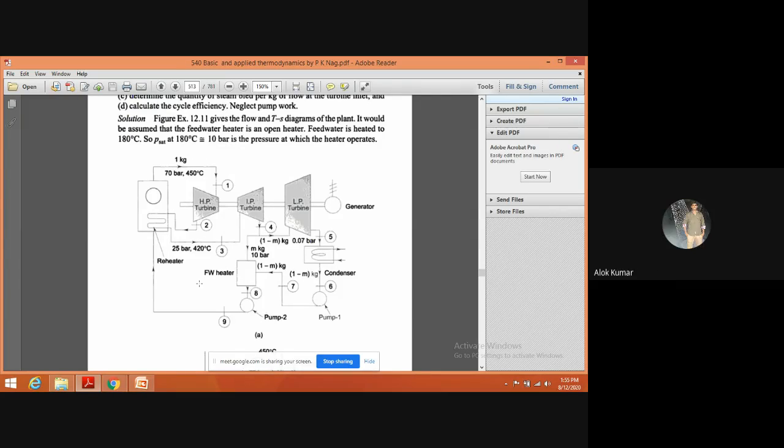Sir, is coupled cycle cogeneration? No. Cogeneration I have not discussed. Just forget about cogeneration for now. Cogeneration I will discuss in the next class. That is related to process.